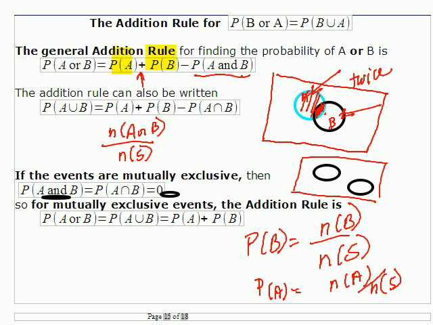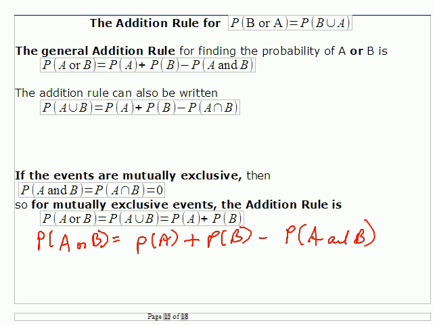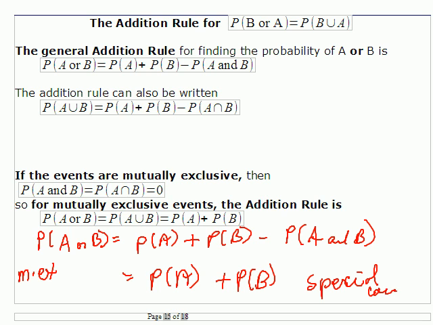So let me write that out again. The probability of A or B, take each one, add them together, and subtract off the overlap. If they're mutually exclusive, then this reduces to the probability of A plus the probability of B. There's nothing to subtract, or what you subtract off is 0. So this is the special case of mutually exclusive events, and this is the general rule.